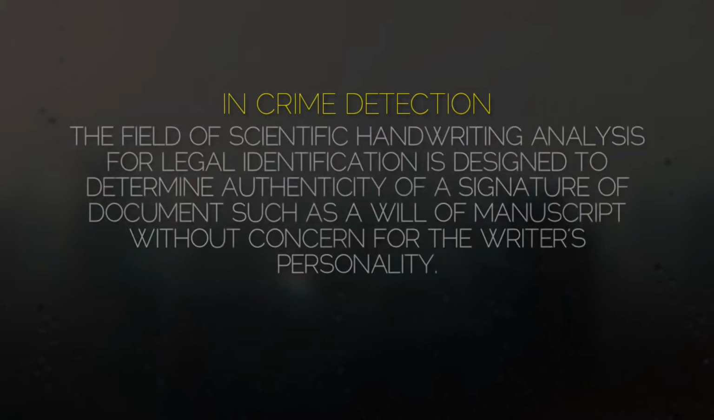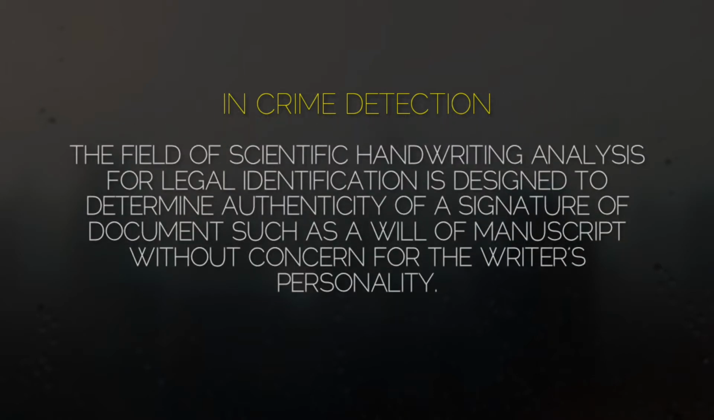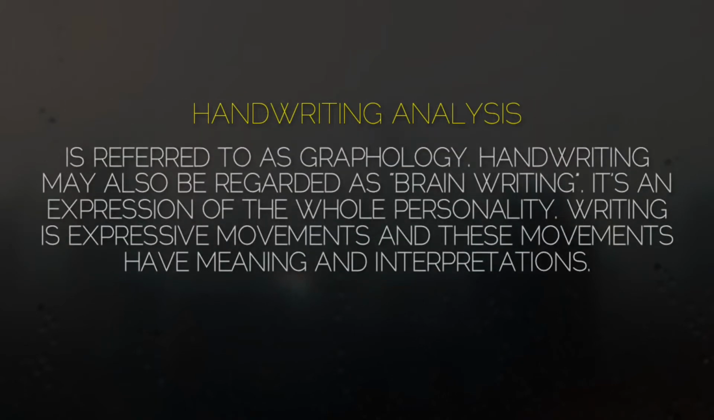In crime detection, the field of scientific handwriting analysis for legal identification is designed to determine the authenticity of a signature or of documents such as a will or manuscript, without concern for the writer's personality. Handwriting analysis is referred to as graphology. Handwriting may also be regarded as brain writing. It is an expression of a whole personality. Handwriting is expressive movement, and this movement has meaning and interpretations.